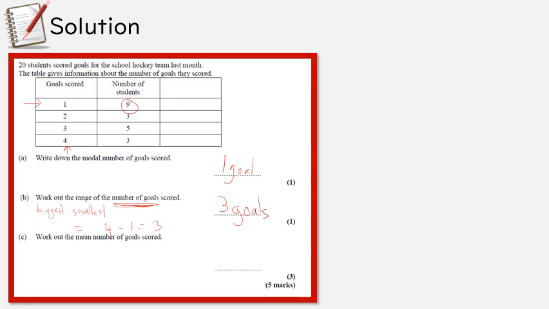Last part, work out the mean number of goals. So this is what we've been doing this lesson. So remember, step 1 is the x times the frequency. Well, frequency is this column here. Label that with F. The goals scored is our x. So remember, x just means the context of the question. So we can put a times sign in between each of those. 1 times 9 is 9, 2 times 3 is 6, 5 times 3 is 15, 4 times 3 is 12.